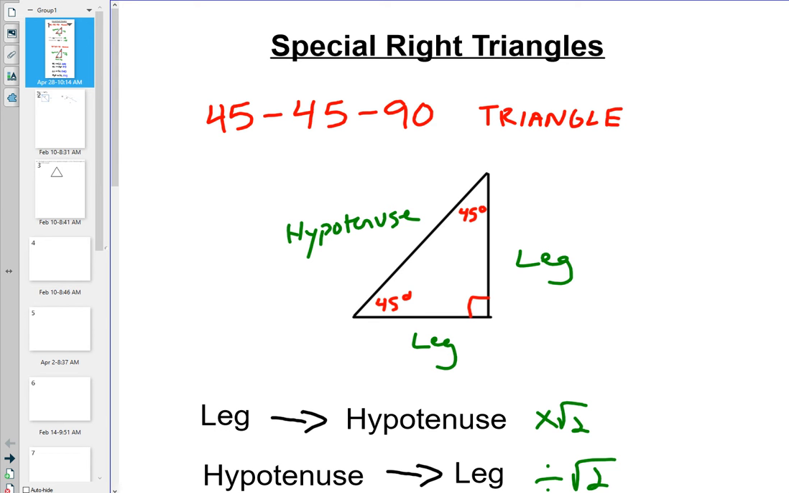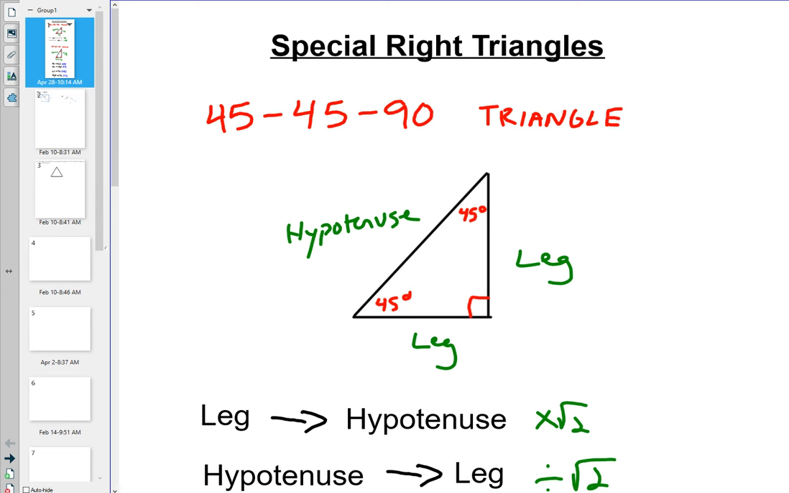These are one of those weird things where even if you're not really too strong with geometry and you're not a big fan of it, later on it's just one of those things that sticks with you. Somebody next year asks you, oh yeah, remember when you went over 45, 45, 90s? You're like, oh yeah, that's true, I remember that.